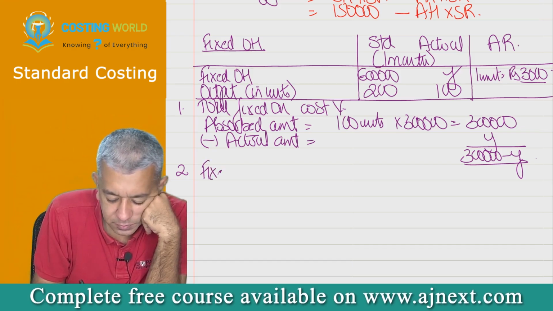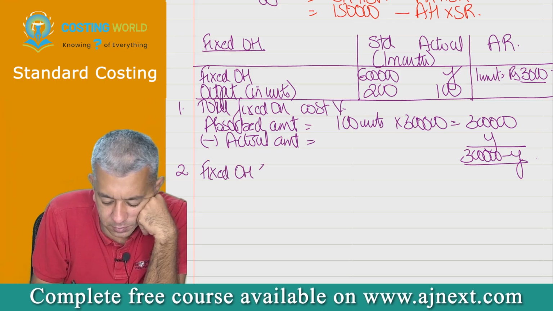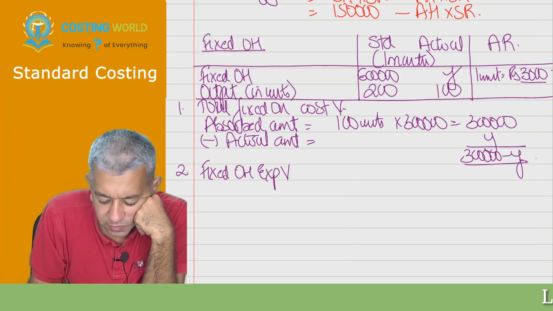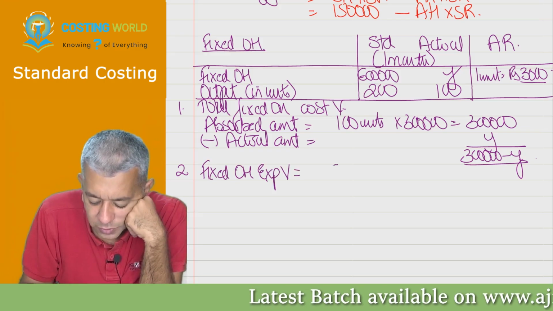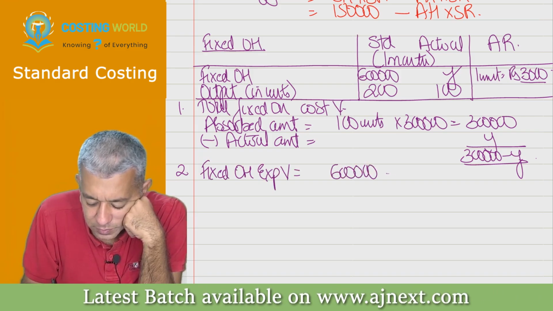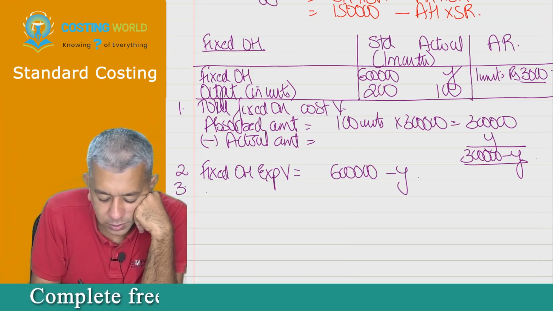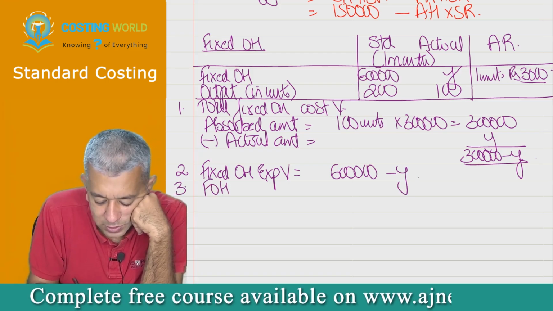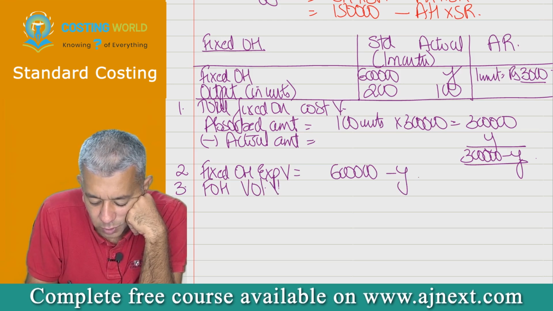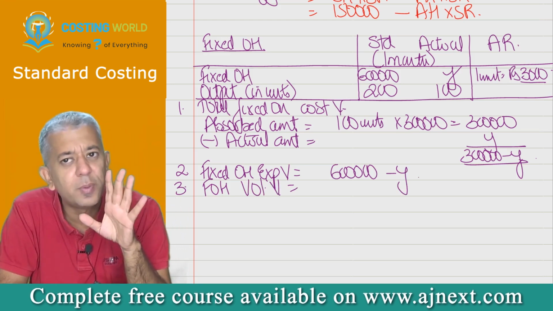Second, fixed overheads expenditure variance. We should have incurred 6 lakhs. We incurred Y. That is the best I can be doing for you all. Third, in fact, this will be our only success. Fixed overheads volume variance. Can you say volume variance we will be able to compute, no?